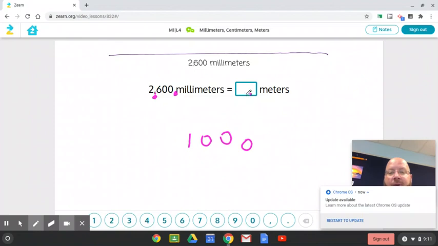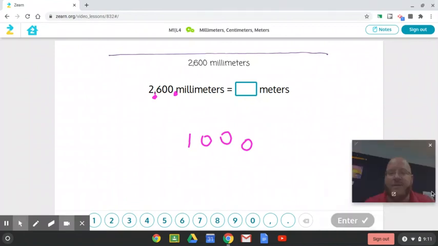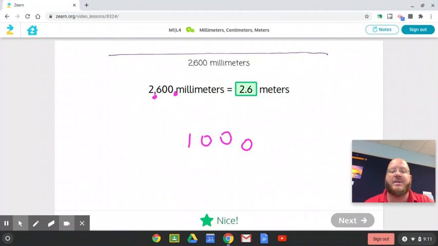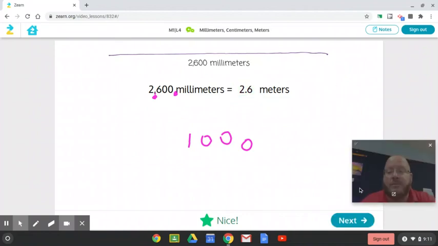Okay, so X this off. What is this coming up? We update later. So I got my decimal point there, is what I said, 2.6. You could put 2.600, but you don't need those zeros. If you put them, it wouldn't mark it wrong, though. It'd still be right.